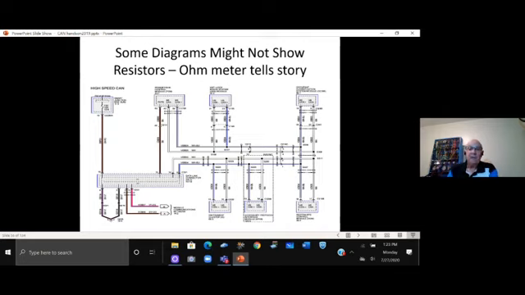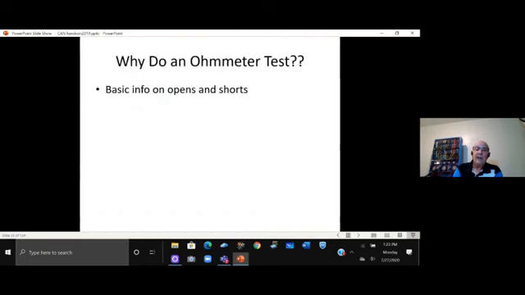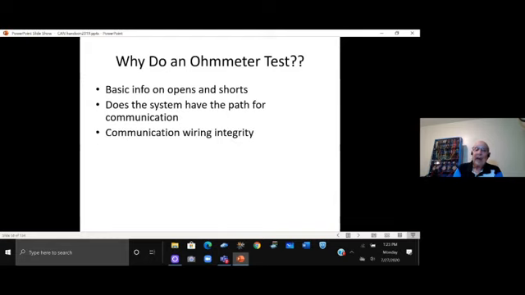So many of the forward diagrams, not all, but many, do not show the 120 ohm resistors. Okay? So again, what are our choices? 61 ohms, and that is giving us basic information on opens and shorts. Do we have a path?